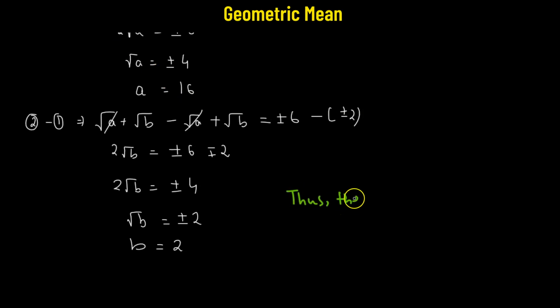Thus, the two numbers are 16 and 4. We're taking the square on both sides.